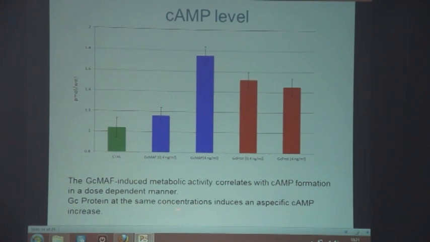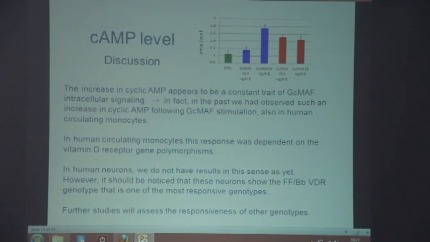Here are the results, and these results, reflecting the Gcmaf-induced metabolic activity, we can say that they correlate with cAMP formation in a dose-dependent manner, and at the same time, GC protein at the same concentration induces a specific cAMP increase. So these results are quite superimposable to the previous MTT results, the cell viability results.